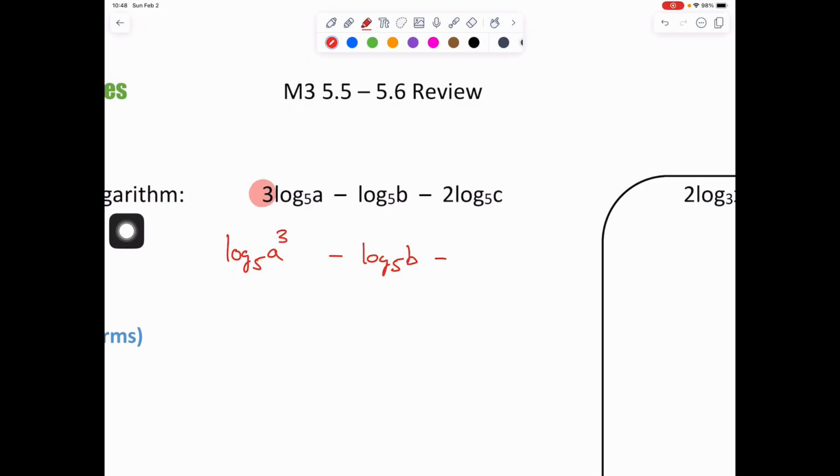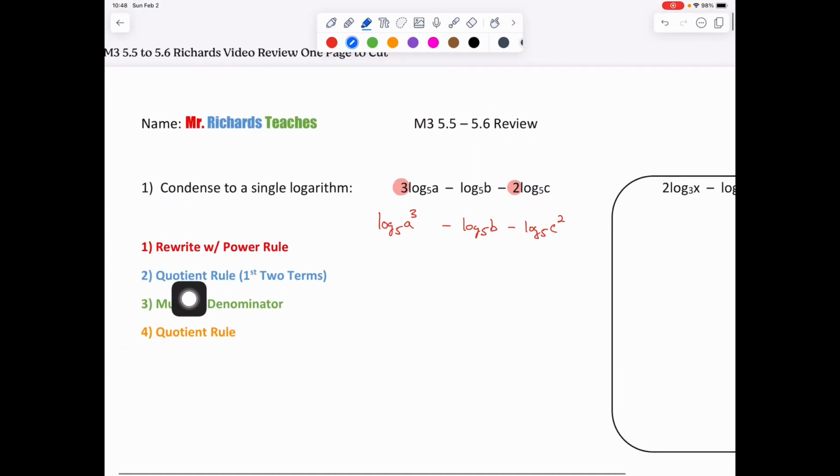Ooh, 2 times. Yes, let's give that a highlight so everyone can see where it goes. The log base 5 of C to the second power. Step 1's out of the way. We will switch over to step 2.